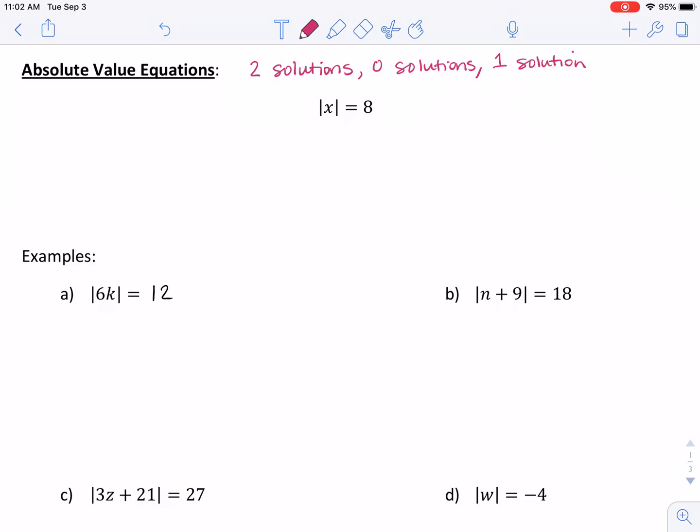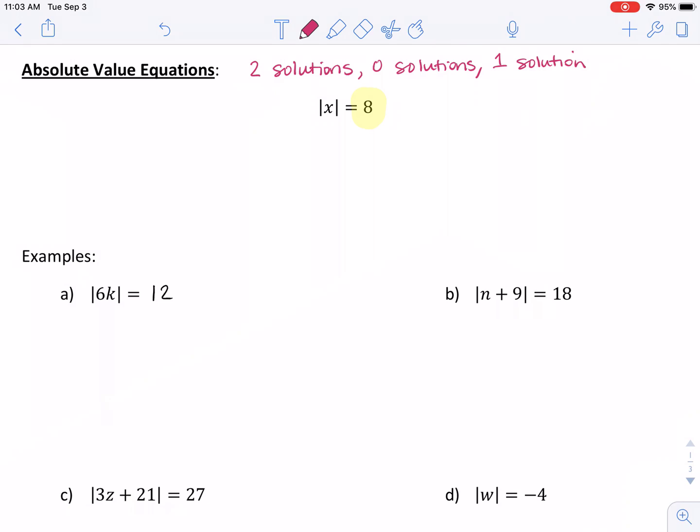Step one in doing these problems is to look at this. Once your absolute value is isolated, the only thing on the other side of the equation is the absolute value, you check out this number. And if it's positive, you're good to go. If it's negative, there's no solution, and we'll show how that works. So what we're going to do is we're going to solve two equations.